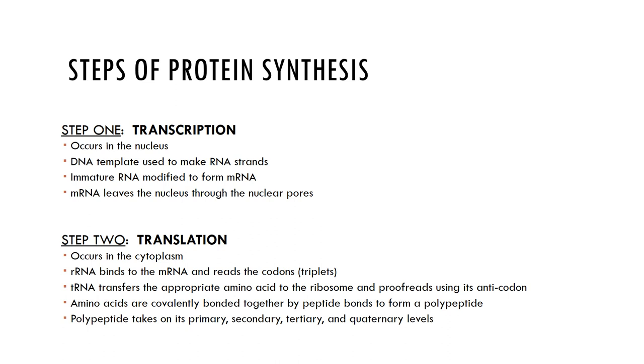Ribosomal RNA binds to the messenger RNA and reads the codons or triplets. Transfer RNA transfers the appropriate amino acids to the ribosome and proofreads its anticodon. Amino acids are then covalently bonded together by peptide bonds to form a polypeptide. And then the polypeptide can take on the different levels of shape that we talked about previously. So let's look at the process of transcription in a little bit more detail.